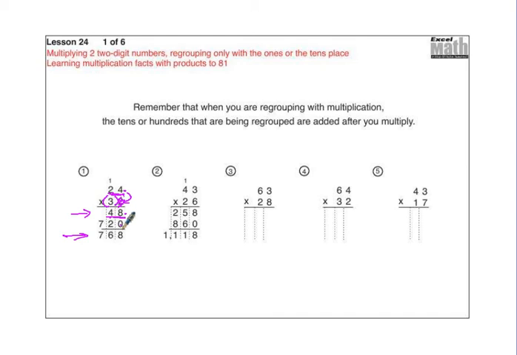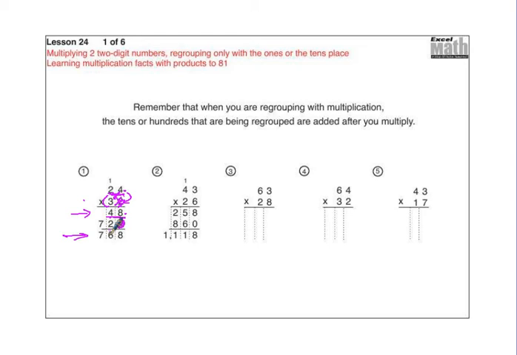I am going to put a 0 here for a placeholder because I'm not really multiplying times 3, I'm multiplying times 30 because that 3 is in the tens place. And anytime I multiply by a number that's a multiple of 10, it's going to end with a 0. And so you can see I plop that 0 down there to hold the ones place. Then I start my multiplication problem.